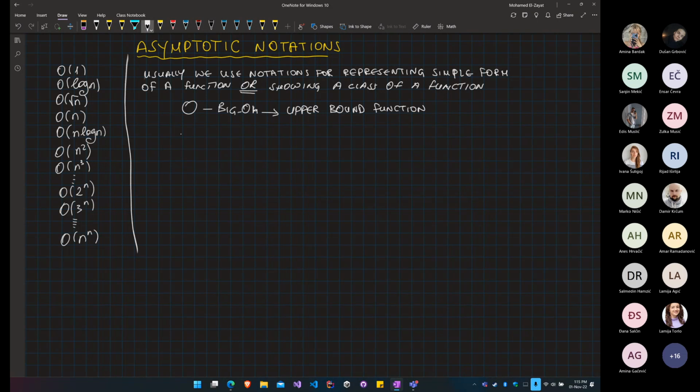Then we have big omega, which is called a lower bound function. We'll learn in a minute what all that means. Then you have big theta, which we call an average bound function.